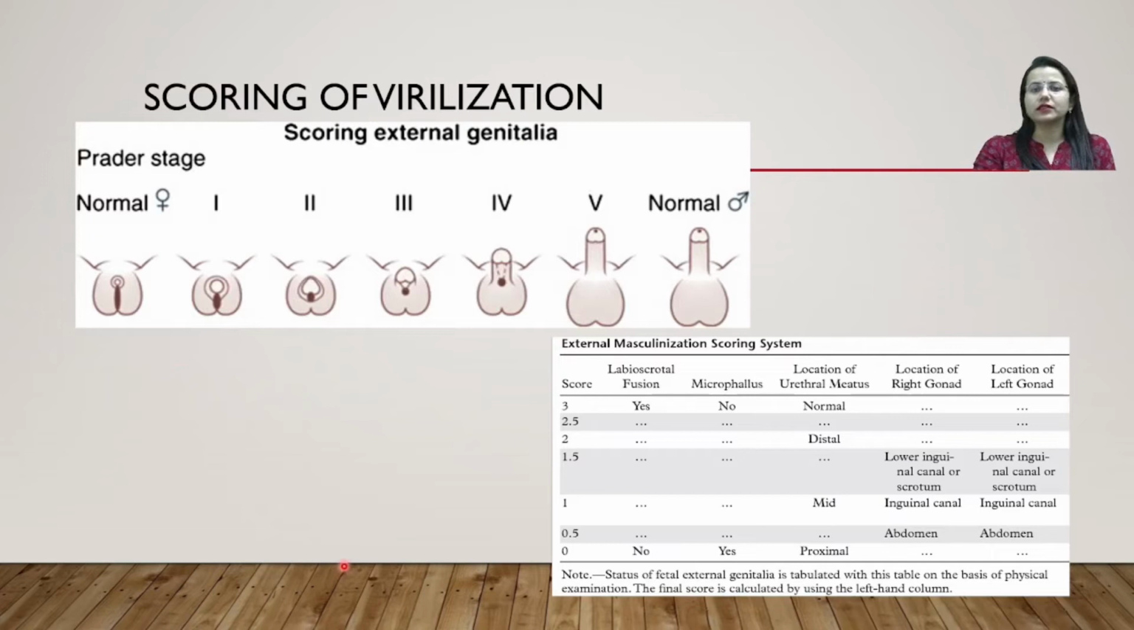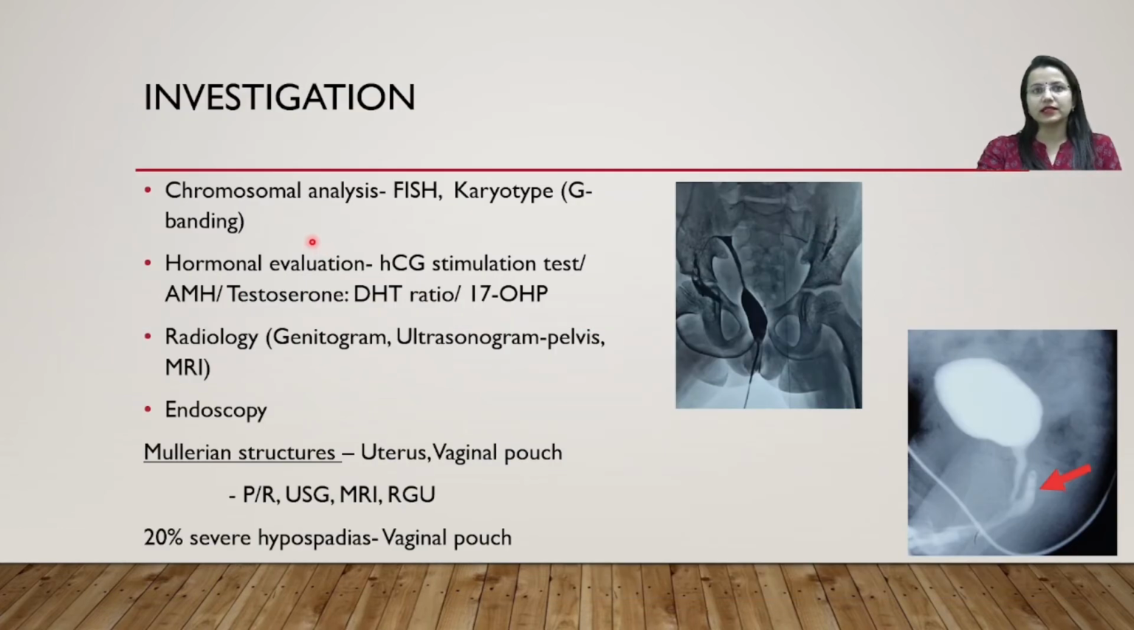There are various scoring methods for virilization or masculinization. For virilization, Prader staging is most commonly used, while EMS is the masculinization scoring system. Chromosomal analysis or karyotyping is a must to support our diagnosis or suspicion of DSD, wherein FISH or G banding is done. Followed by this, hormonal evaluation is done, where one may even need to go for an HCG stimulation test, and at times the levels of other hormones like AMH, 17-OHP, testosterone, and DHT are noted.